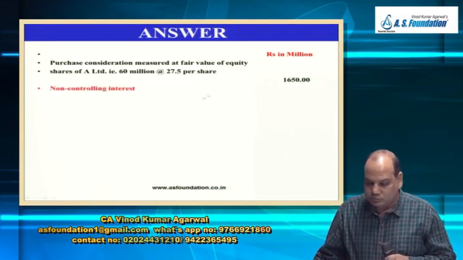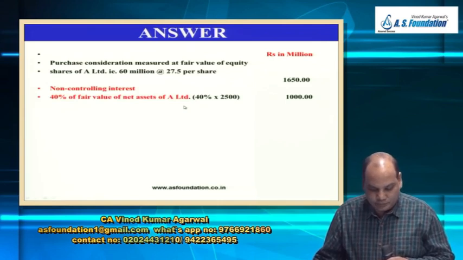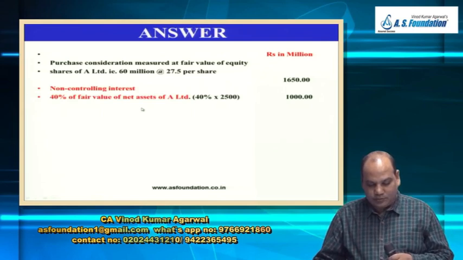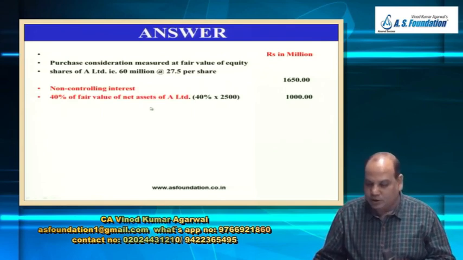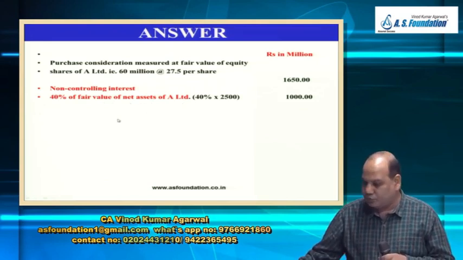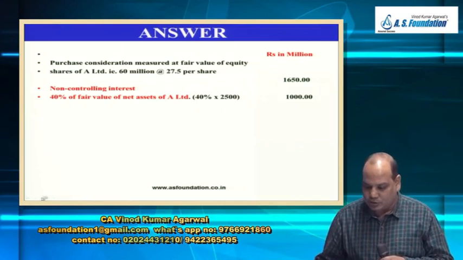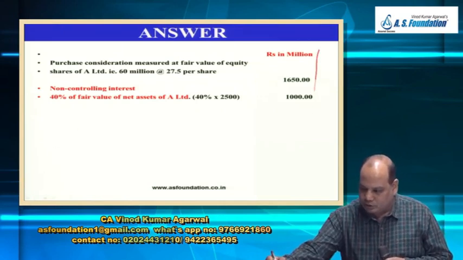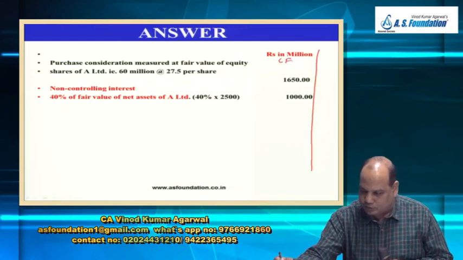1650. Add non-controlling interest. Now there are two answers for non-controlling interest. One is you can take the fair value of net asset, and second you can take the market value of the share. Is it right? So what you do, you draw two columns here. One column fair value method, second proportionate share in net asset.